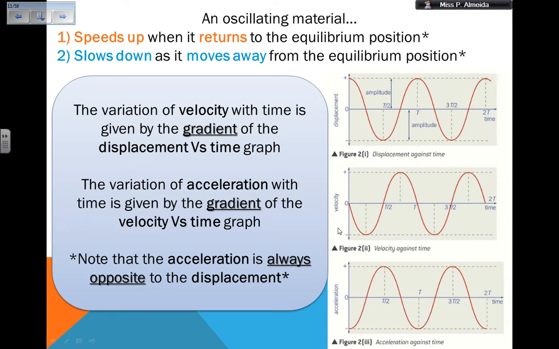And notice here in the acceleration time graph that the acceleration is always opposite to the displacement. Which makes sense, okay? Because my object is going to speed up as it goes towards the equilibrium. So as my displacement gets smaller, I am speeding up because I'm getting closer to the equilibrium. And as my displacement increases, then my acceleration is going to decrease because my object is starting to slow down. And that's what makes it then reverse the direction and go back towards equilibrium, okay?